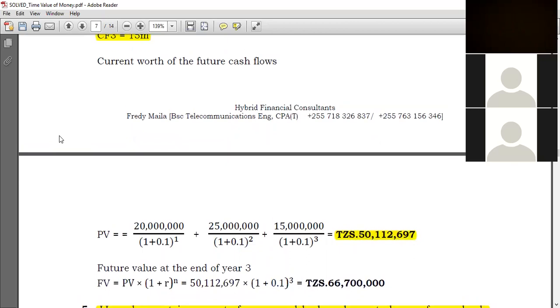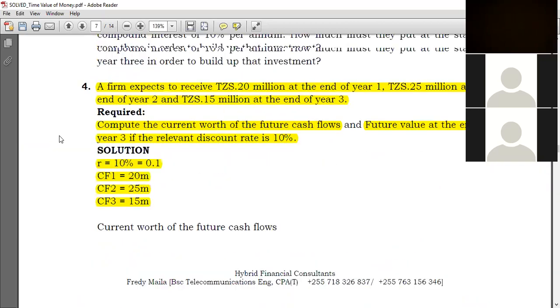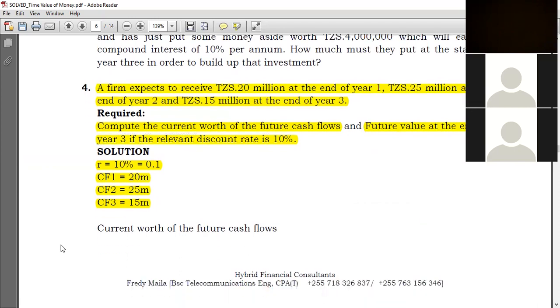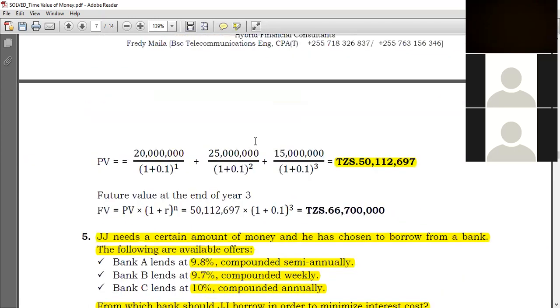That would be the present value. But the question actually included another portion here. We are told to also compute the future value at the end of year 3 if the relevant discount rate is 10%. So we just need the future value at the end of year 3. From this point, we already have the present value as this figure here, and we need the future value at the end of year 3.